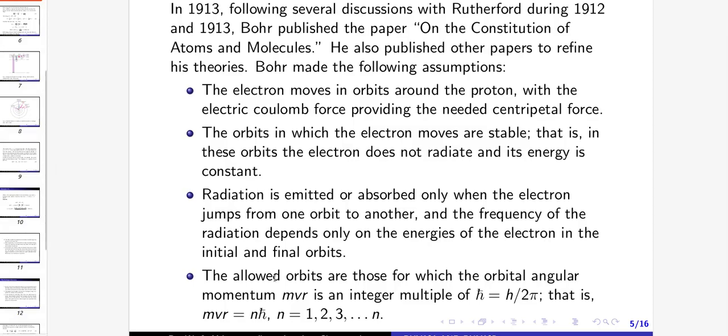Let's call it 1. This is the second orbit, 2. This is the third orbit, 3. This is the fourth orbit, 4. This is the fifth orbit, 5. So the lowest orbit is when n equals 1, the principal quantum number equals 1, and the energy the electron possesses at that point we call the ground state energy. So only these orbits are allowed.